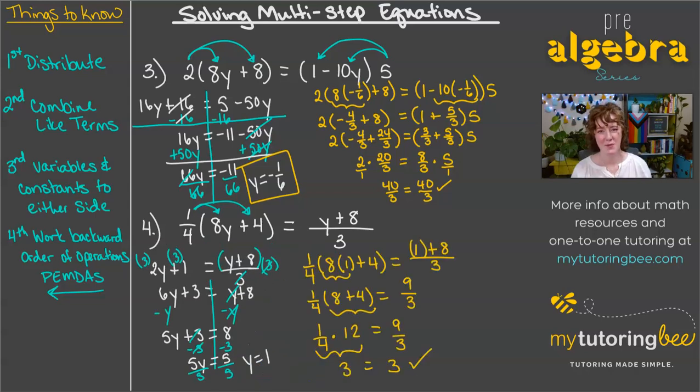And just like in our other problems, we want to just check our work. So I went ahead and substituted in that 1 for y in all of these problems, and I got 3 equals 3 here at the bottom. So that means that y equals 1 is a correct solution for us.